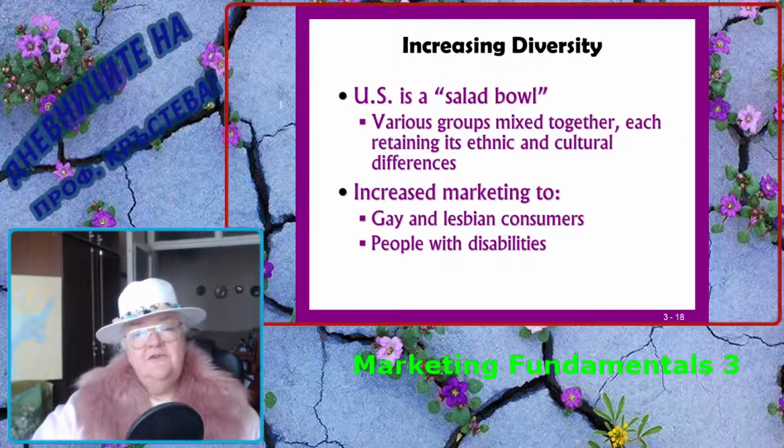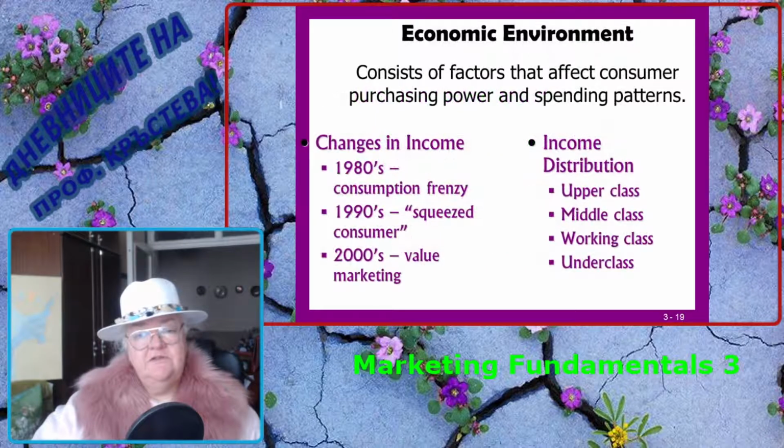There is an increasing diversity in the US. As they call their own country, the population in the US is like a salad bowl. Various groups mixed together, each retaining its ethnic and cultural differences. So we need to increase marketing in the US to gay and lesbian consumers and people with disabilities.